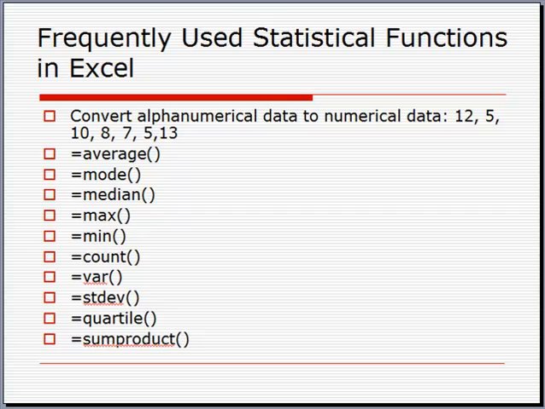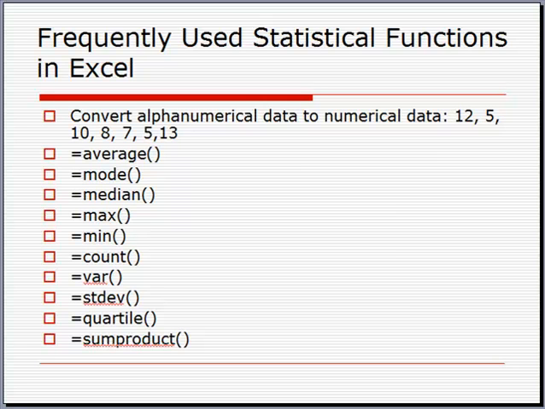The second function is mode, M-O-D-E. Mode is a function to calculate the mode of the list. Median is a function to find out the middle of an ordered list. Max, M-A-X, is a function to find out the maximum element of the data list. Min, M-I-N, is a function to find out the minimum element of the data list.